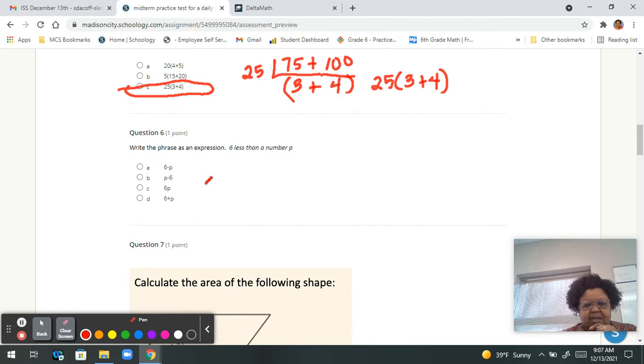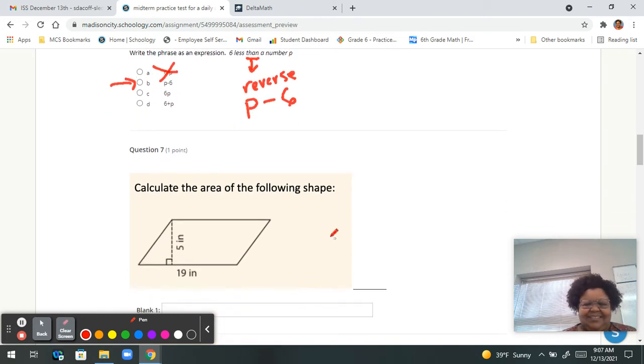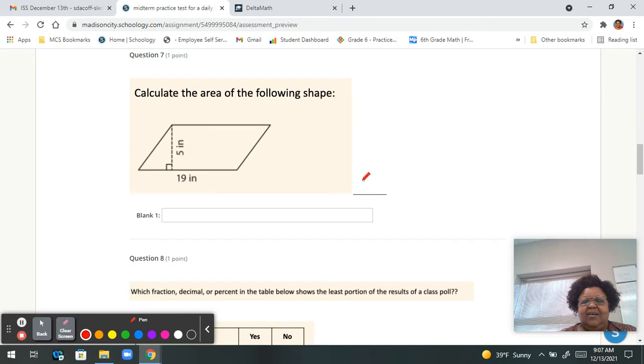Write the phrase as an expression, 6 less than a number p. And what threw you was that "than" right there. Remember, "than" means reverse. So the P will not be last, the P will be first. And we know less means subtract. So it would be P minus 6. So it would be this one here and not this one. Got it?